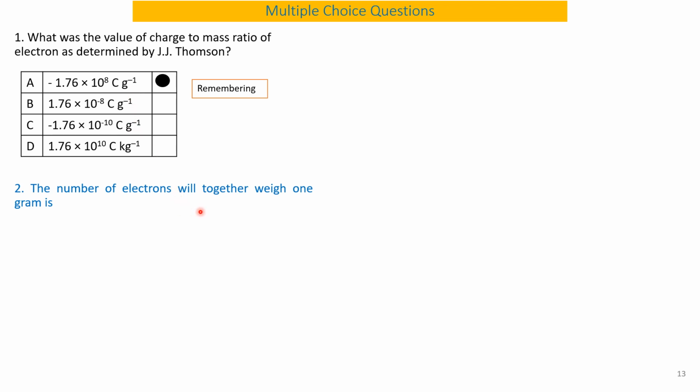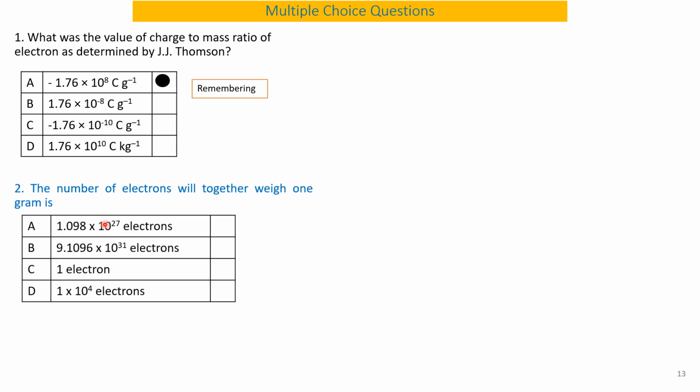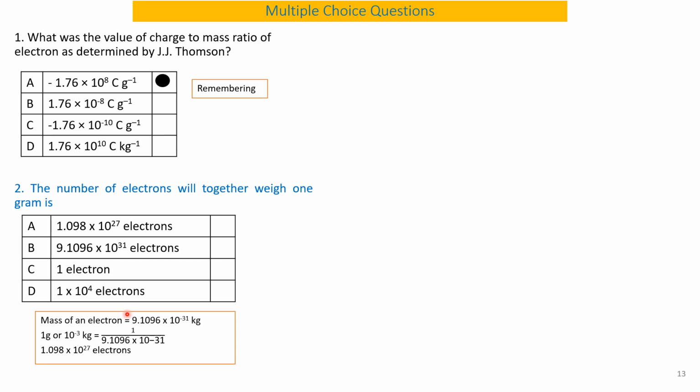Next question. The number of electrons that will together weigh 1 gram is. Four values are given and you have to mark the correct answer. First, let us analyze. The mass of an electron is equal to, you have to remember, 9.1096 into 10 to the power of minus 31 kg. And 1 gram or 10 to the power minus 3 kg is equal to 1 divided by 9.1096 into 10 to the power of minus 31. Simplifying, the value is 1.098 into 10 to the power of 27 electrons. This value is given as option A. Please mark it.